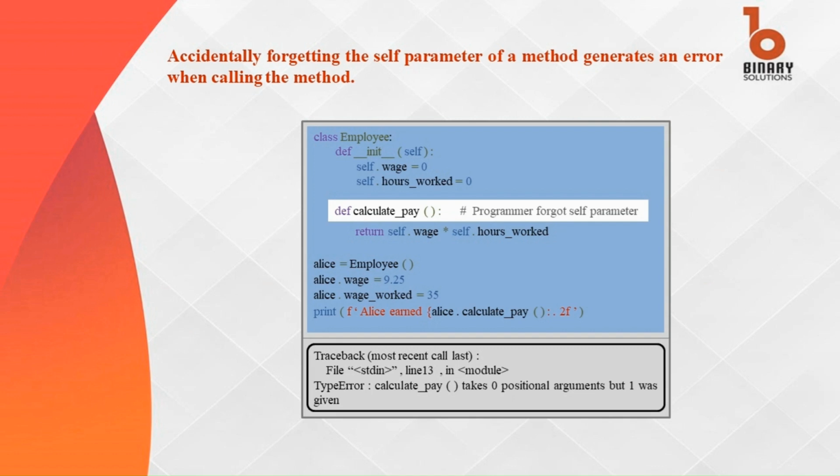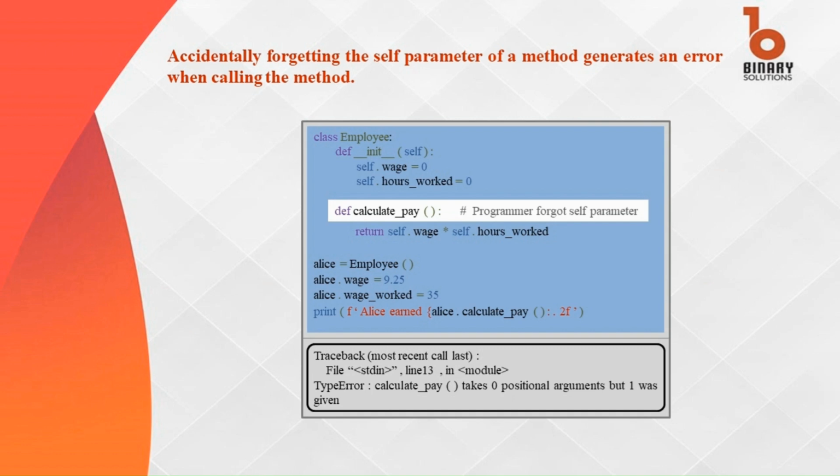Since calculatePay was defined without any parameters, this leads to a type error, indicating that it takes 0 positional arguments but 1 was given. This error demonstrates the importance of explicitly including self as the first parameter in instance methods so they can properly access and manipulate object attributes.